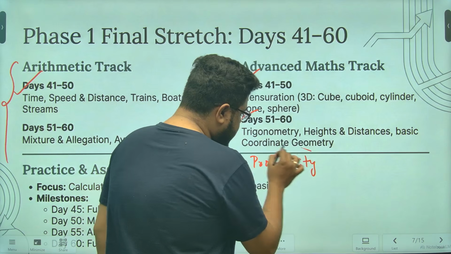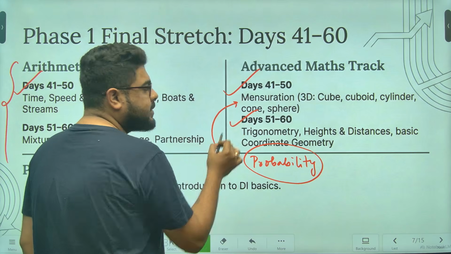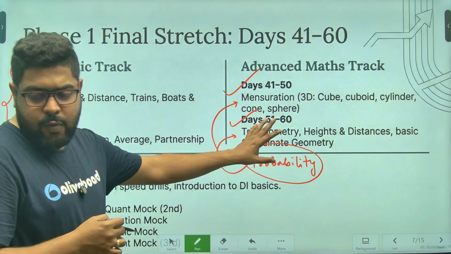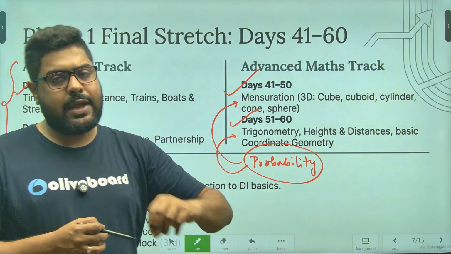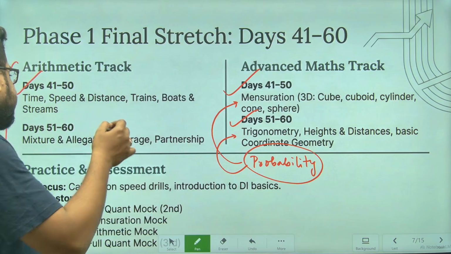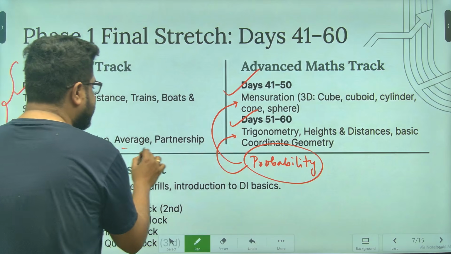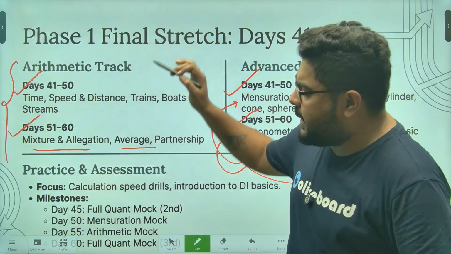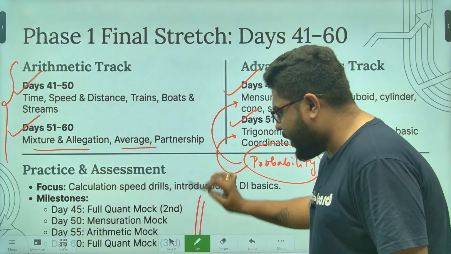Now, this part I forgot to include. You can do this here with the mensuration, or you can do it here, or if you want, you can add it to any previous topic as well, whenever you feel comfortable. Now, day 51 to 60, I have added the remaining topics: mixture, alligation, average, partnership, those parts. This is your basics. Now, again, the same self checks you have to do.